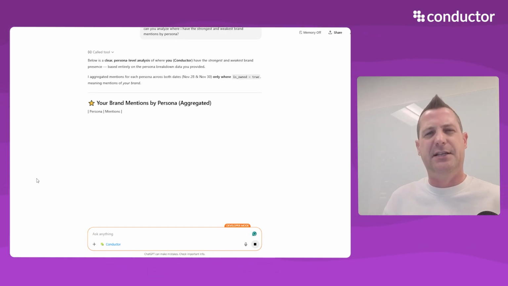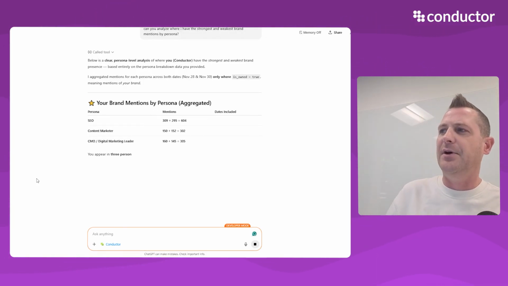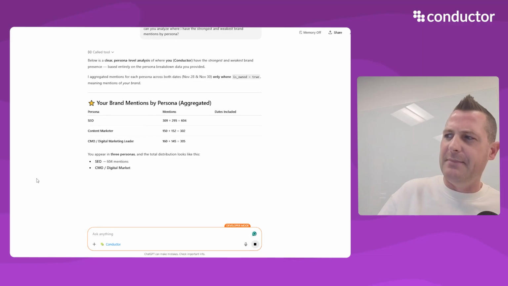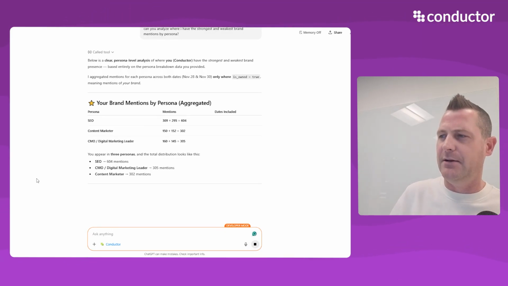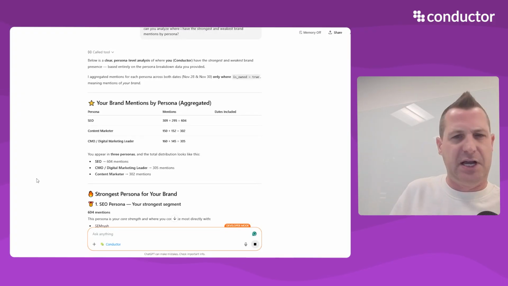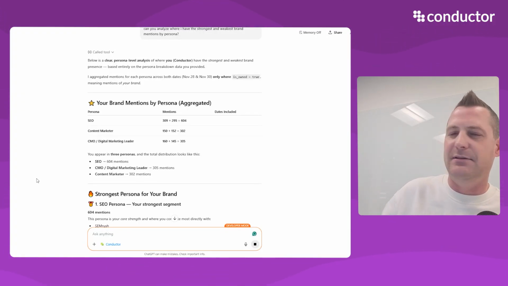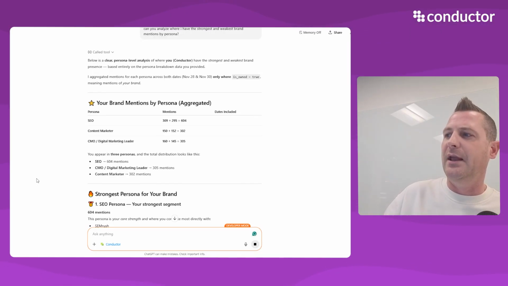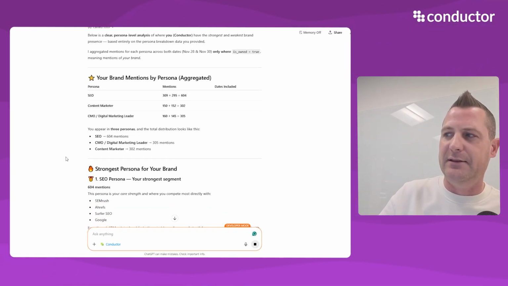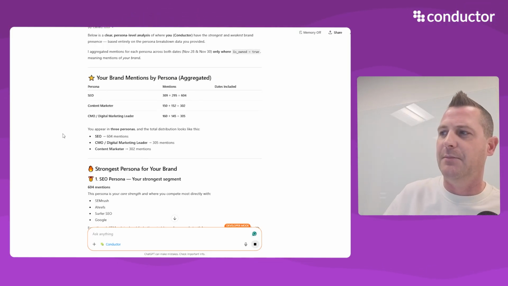AI is a productivity tool, and this is how I see this. But look at this: your brand mentions by persona aggregated over time. The personas that we have are the SEO, the content marketer, and the CMO/digital marketing leader. You can see that across all of those, we appear in those three. SEO, we appear 604 times, 305 in the CMO level, and 302 times in the content marketer.